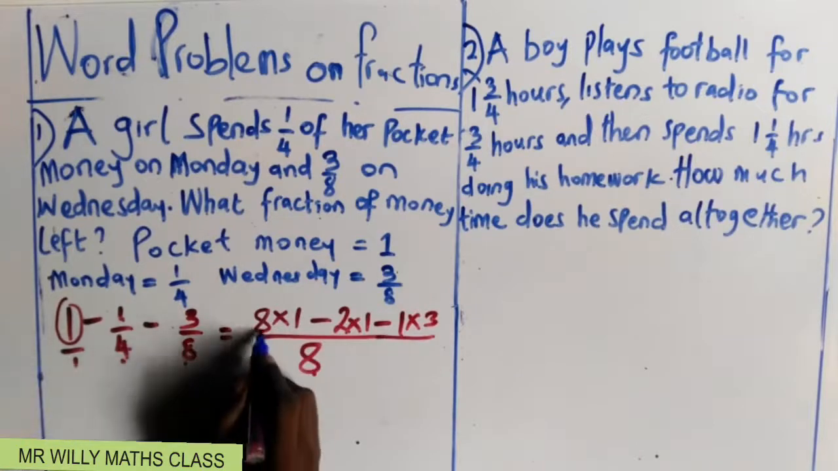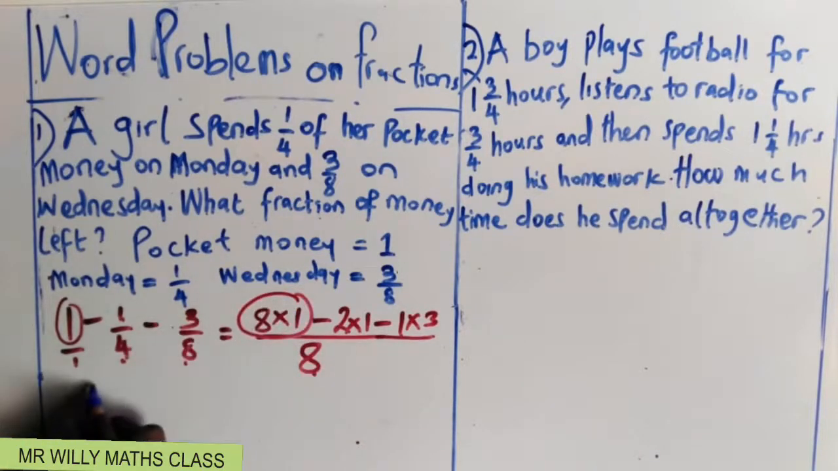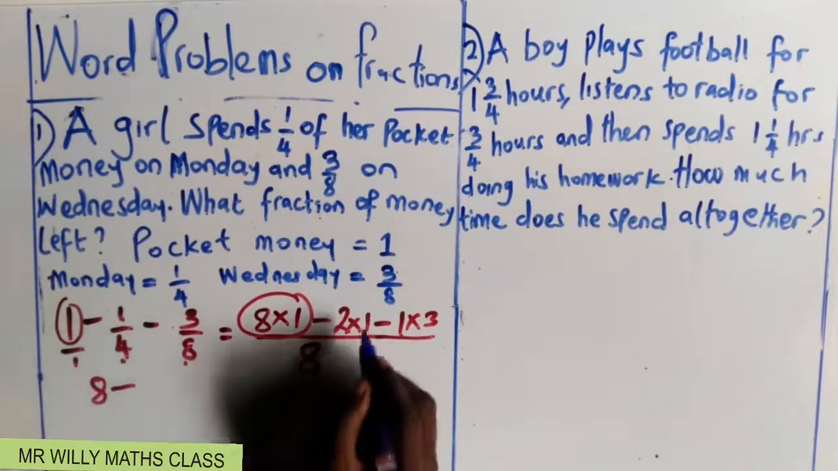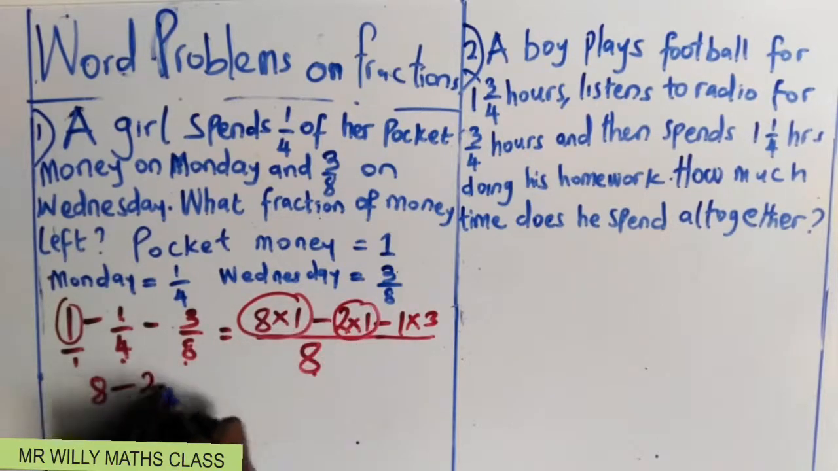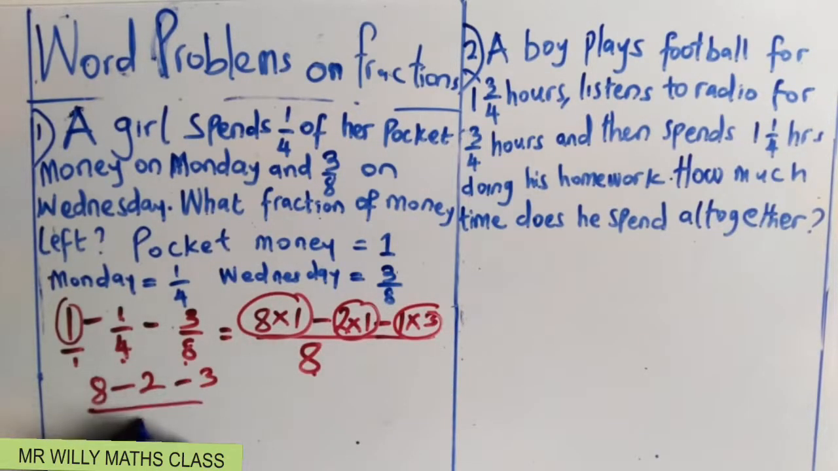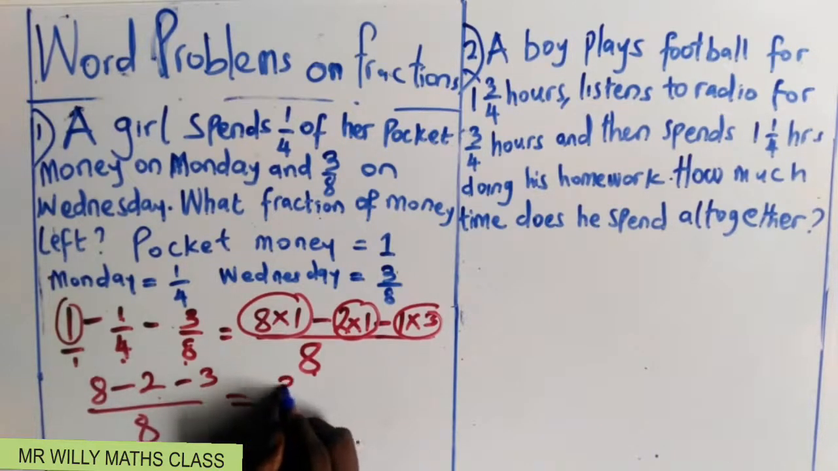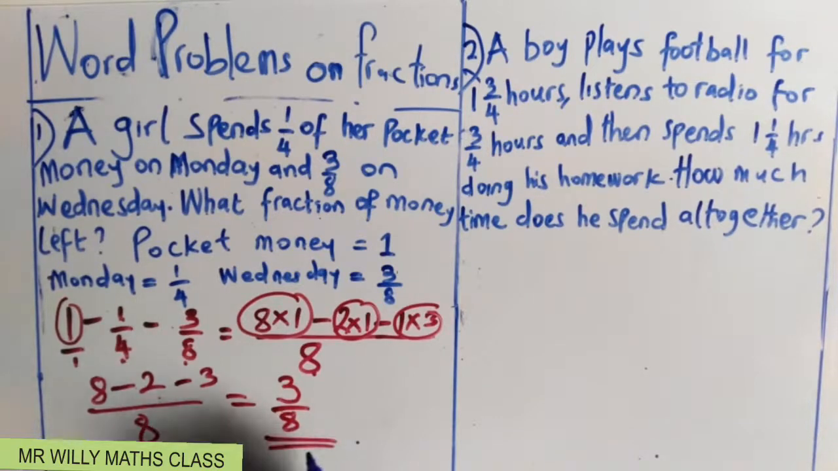So what is 8 times 1? 8 times 1 will be 8, minus what is 2 times 1? That will be 2, minus what is 1 times 3? That will be 3, over 8. So you have 8 minus 2. 8 minus 2 is what? That will be 6, and 6 minus 3 will be 3. So the fraction of the pocket money left is 3/8.